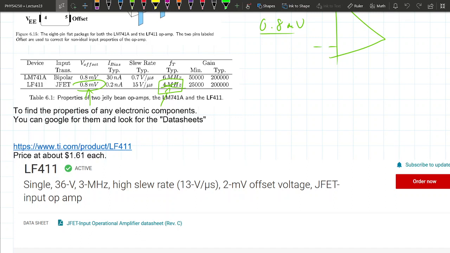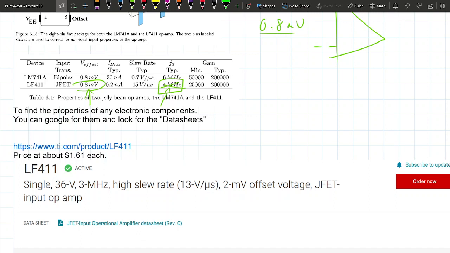Oh yeah, okay, so instead of calling it gain bandwidth product, they call it unity gain bandwidth. That means if you have a gain of 1, what is the bandwidth? But that's basically what the gain bandwidth product is. If you multiply 1 times the gain bandwidth product, you still get that same number. All right, so it's 3 megahertz.